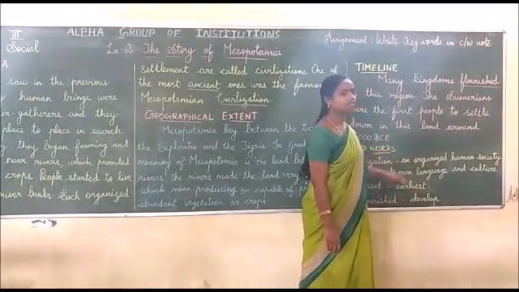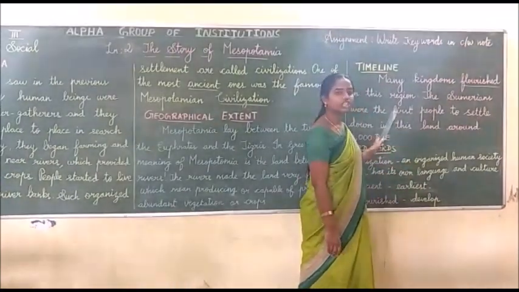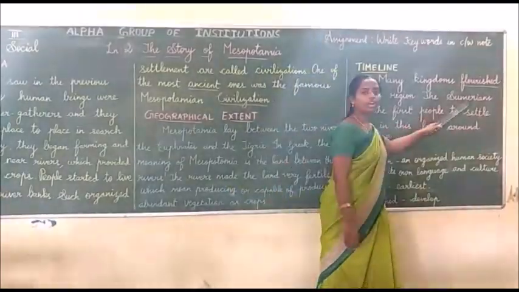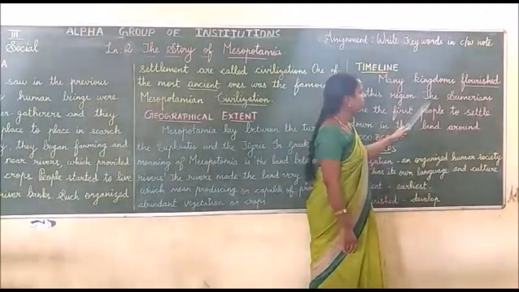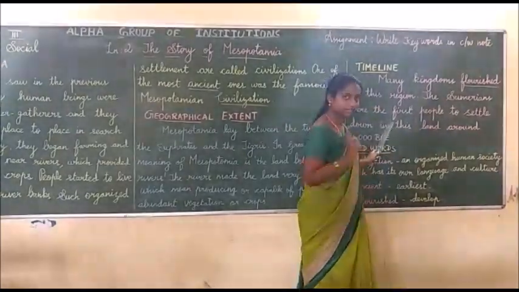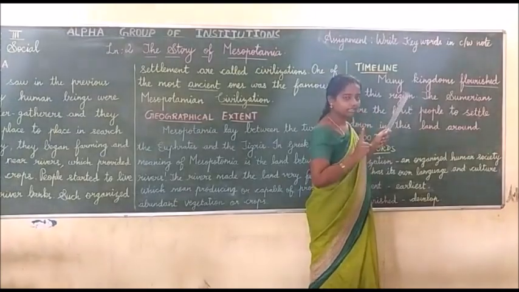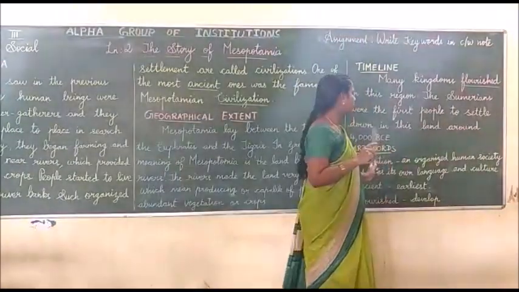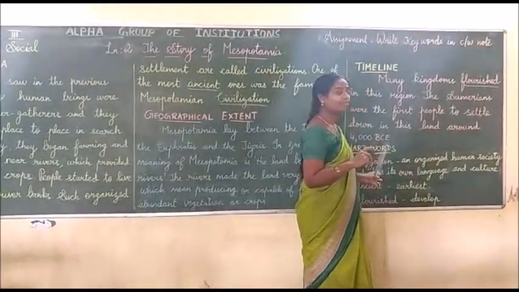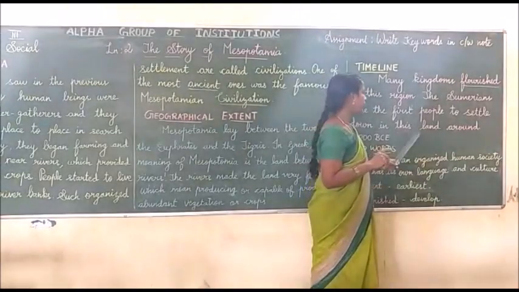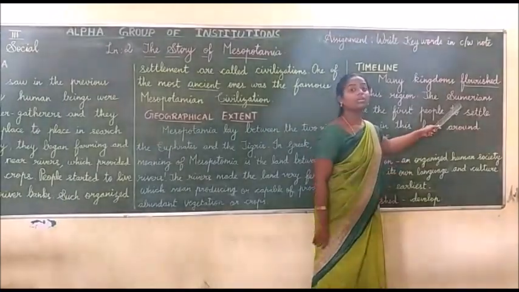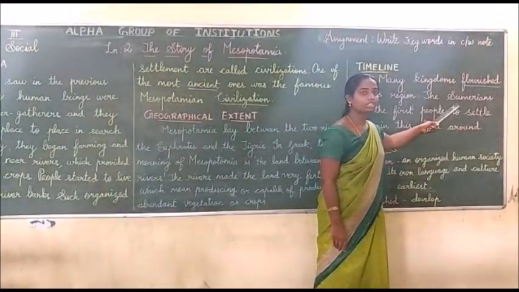Many kingdoms developed in this region. Which region? The Mesopotamian region. Many kingdoms flourished in this region. The Sumerians were the first people to settle down in this land around 4000 BCE, before Christ. So they settled before 4000 years itself. Who? The name is Sumerians. What is it, children?